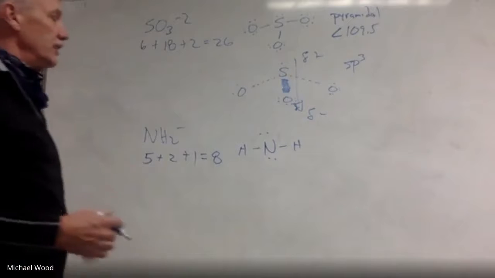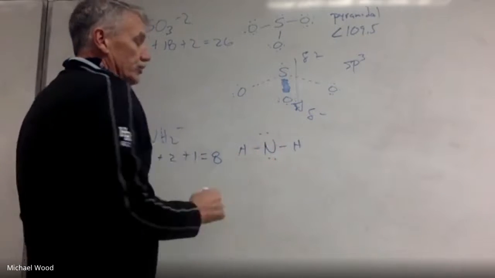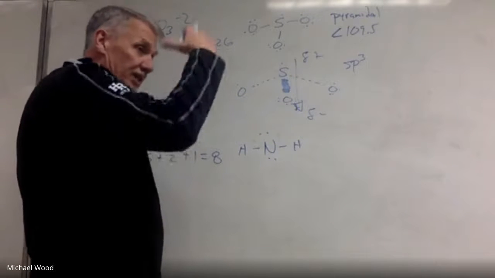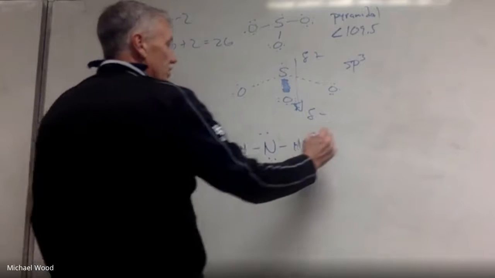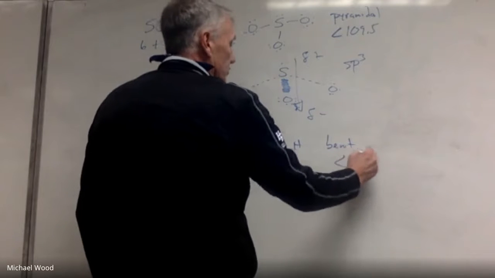Now I count the electron domains. So there's 1, 2, 3, 4. So there's 4 electron domains. So this is in that same group, the tetrahedral group, but when there's 2 non-bonded pairs, the shape of this is bent. And the bond angle is less than 109.5.